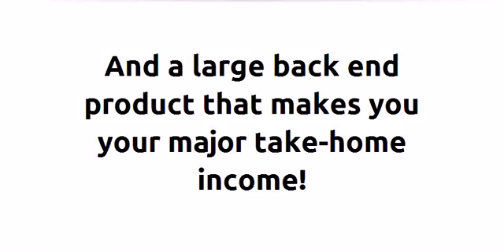So you have an automatic repeat sale, so that the following month, the people who purchased the last month are going to automatically buy this month, and that way you have sales coming in all the time. So now that you have your continuity and you have sales coming in without using any more advertising costs, now you need your large back end product, and this is what makes your major take home income.